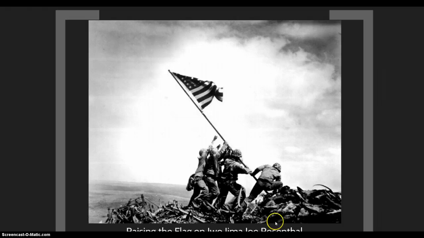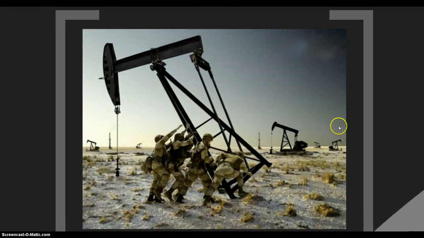Now if you look at the next image that's paired with that, this is raising the oil rig. It's a very similar image. In fact, it's a comment on the raising of the flag. Again, what do you notice about this image? What is the focal point? What is this image saying about American society? And what is the author's purpose, or the photographer's purpose? Do we trust him or her?